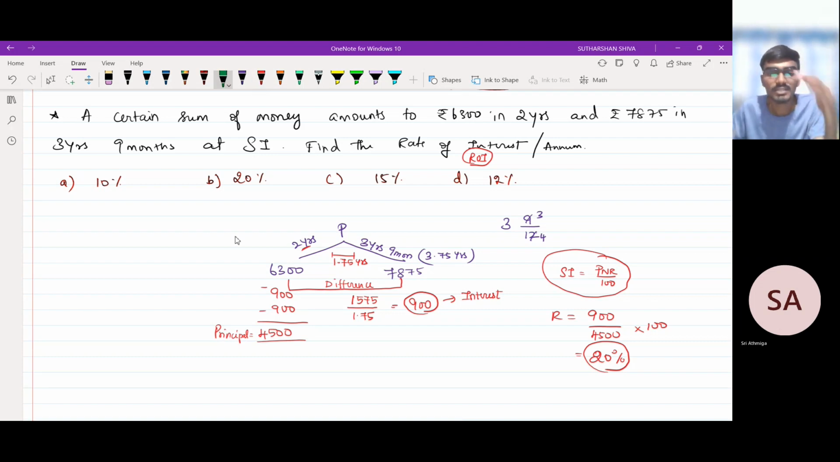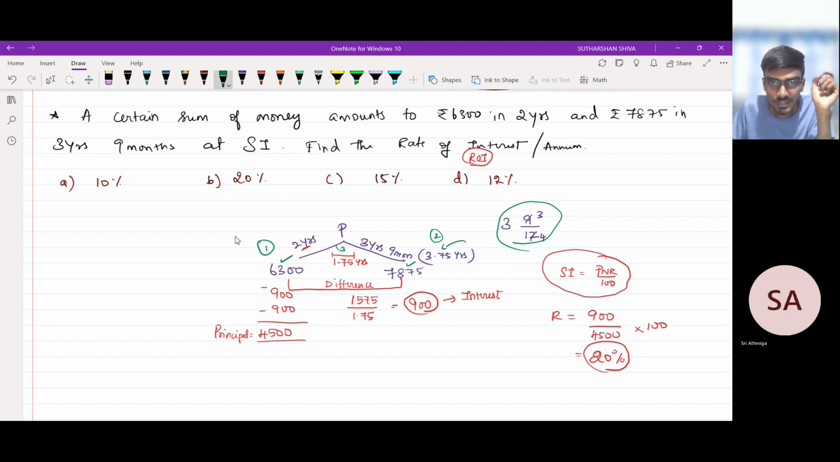First, take this and divide it into two rows. First thing, write the first value and the second value. This is the first thing. If anything is given in 3 years 9 months, 3 years 6 months and so on, convert it into a fraction and write it as a decimal value. This is your second step.